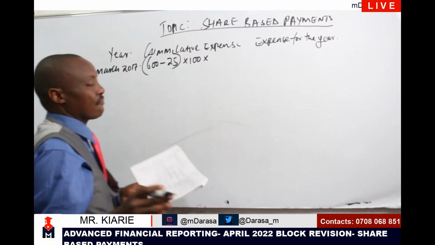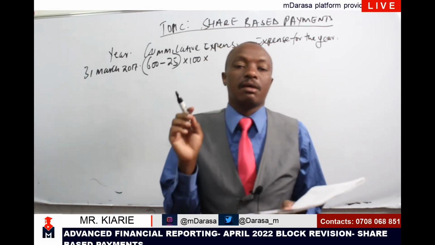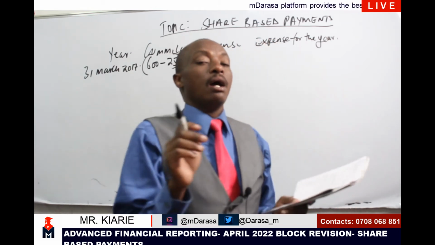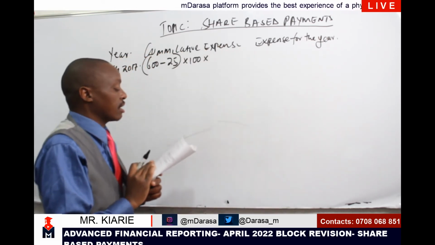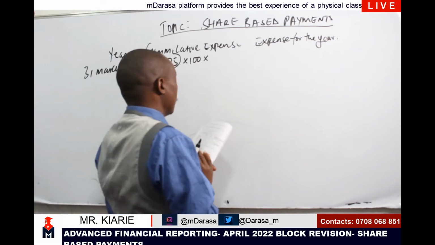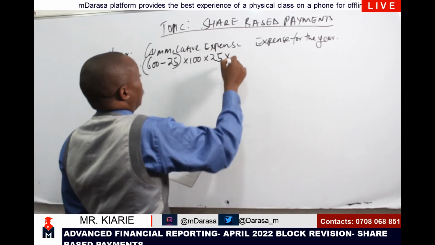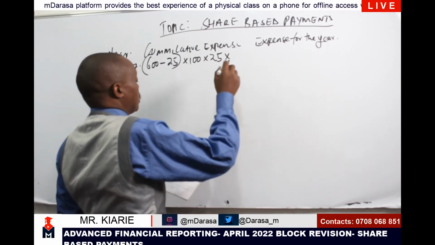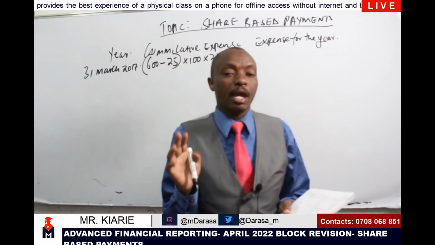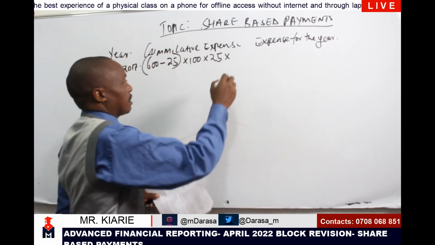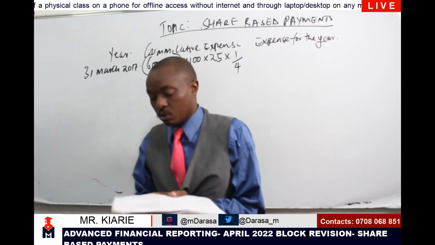And then we use the fair value as per the grant date. The grant date is the first date when the shares were floated to the members. In this case, the grant date was 1st of April 2016, and the fair value as per that date was 25. Then you multiply with the weighting factor. We are having a vesting period of 4 years. So year 1, we are going to weight it as per the vesting period, which is 1/4. Then you use your calculator to do that.